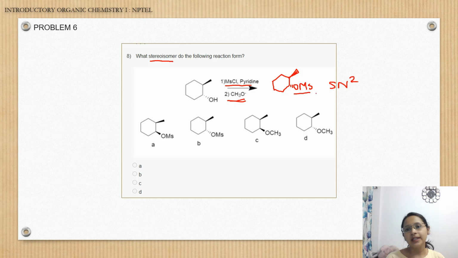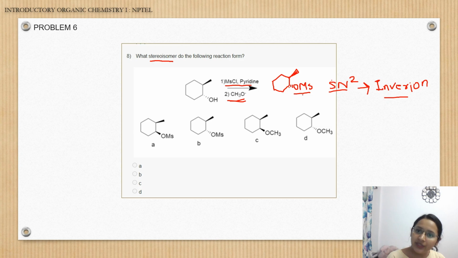I have told you in SN2 what you will have is inversion in the configuration, right? You will have an inversion in the configuration. What do you mean by inversion? That stereochemistry will change. If it was previously R, then it is going to S. If it was previously S, then it is going into R. So here inversion is happening. So here your leaving group is below the plane.